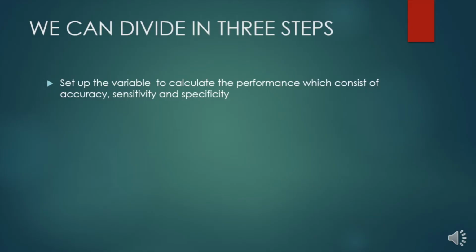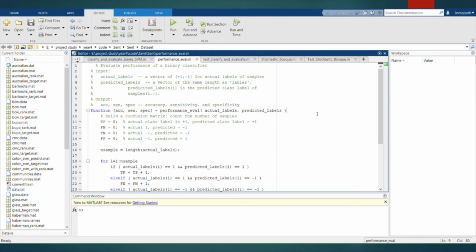The next step is to set up the variables to calculate the performance, which consists of the accuracy, sensitivity, and specificity. In this file we set up the variables to compute the performance of classification. As you can see in the MATLAB program, TP of 2 positive be 0, FN of 4 negative be 0, TN of 2 negative be 0, and the last one, FP of 4 positive be 0.